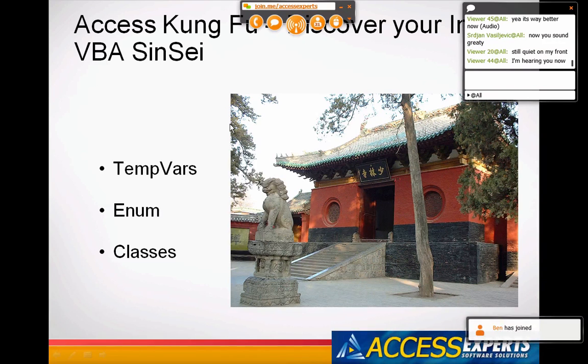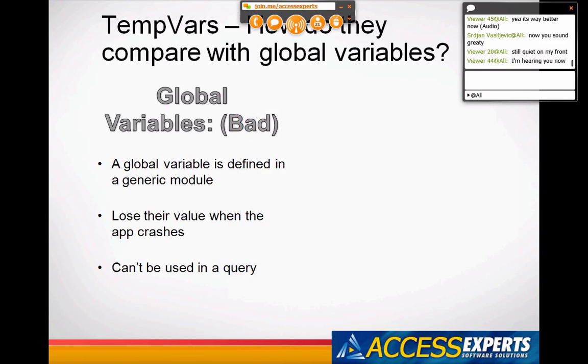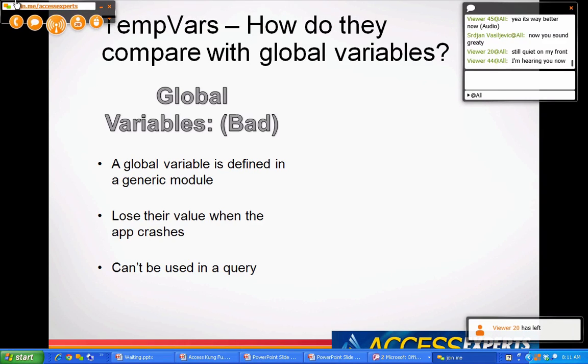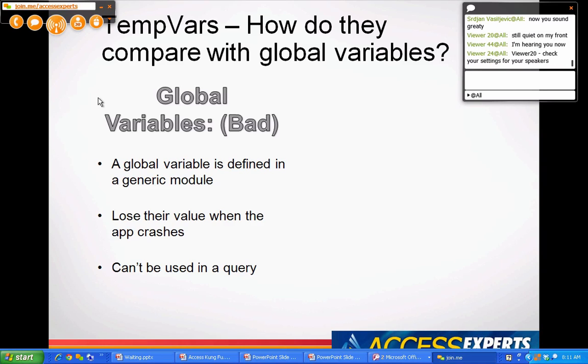All right, let's go ahead and get started. So, I want to talk about TempVars first. TempVars are a great, flexible way to store information. Now, before using TempVars, I was using global variables. And the problem with global variables is that if there is a problem when you're debugging code, you have an issue with them losing their value, right?